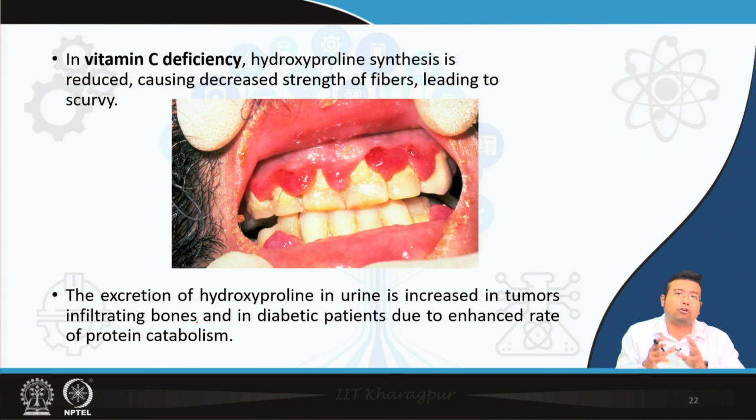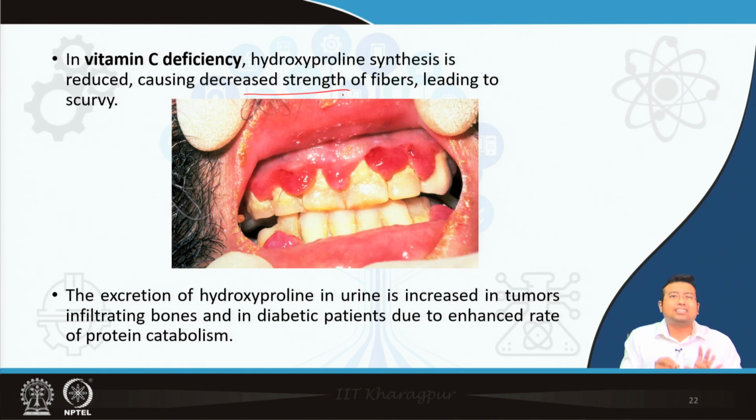the formation of hydroxyproline is very important for the structure of collagen. The deficiency of vitamin C leads to collagen defect and the clinical feature is scurvy, characterized by bleeding gums. There are multiple clinical features of scurvy and bleeding gum is one of them, right. So, basically what does the defect of collagen lead to? Collagen is a structural protein, so it leads to decreased strength of fibers, right.